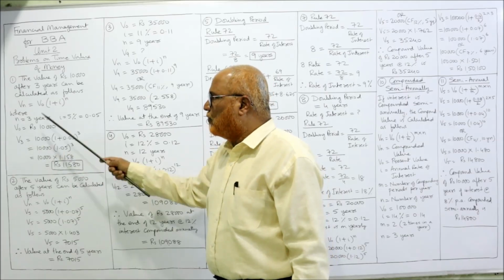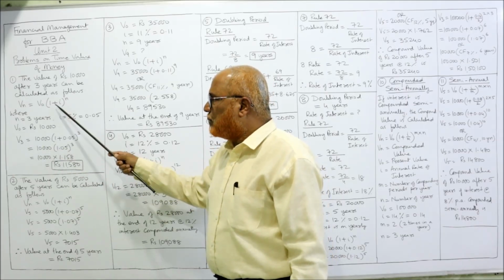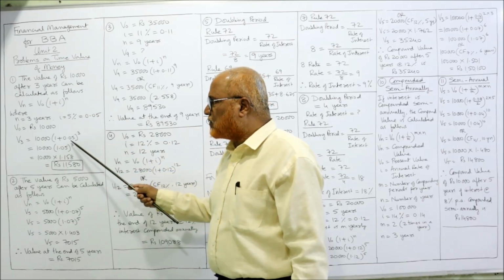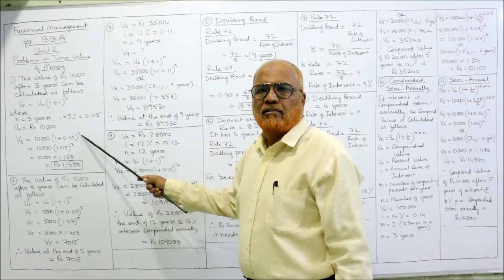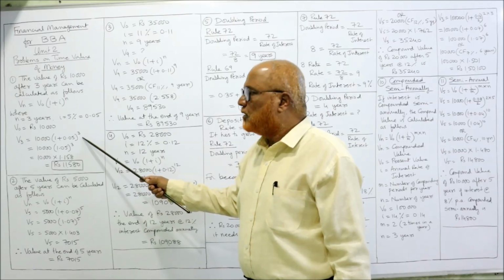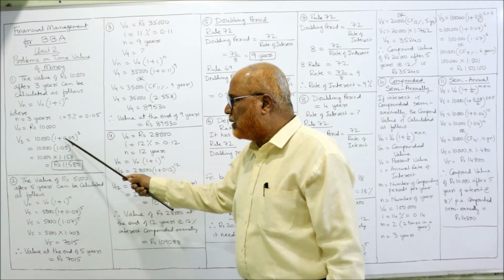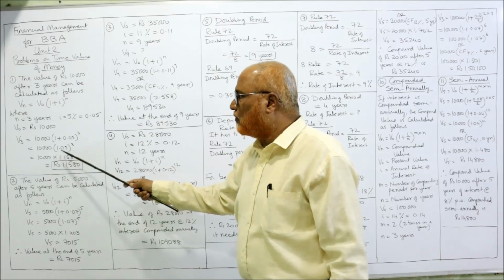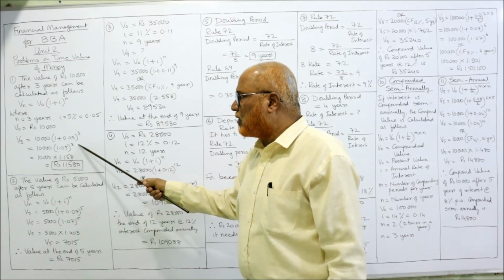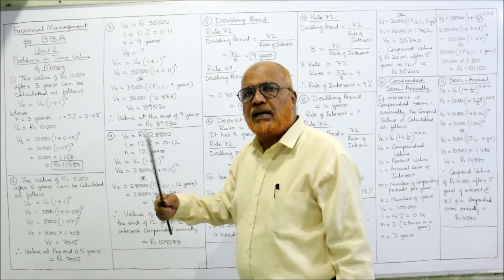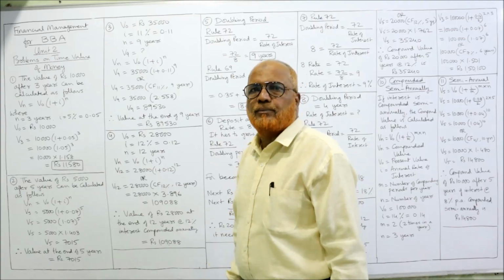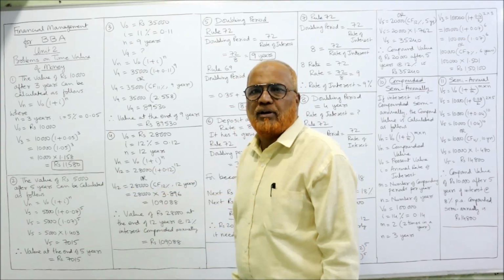Vn is equal to V0. V0 is 10,000, 1 plus i, where i is the interest rate, 5%, 0.05, to the power of n. n stands for 3 years. So we have substituted 10,000 into 1 plus 0.05, so 1.05 to the power of 3. Now if you multiply 1.05 three times on your calculator, you will get 1.158.